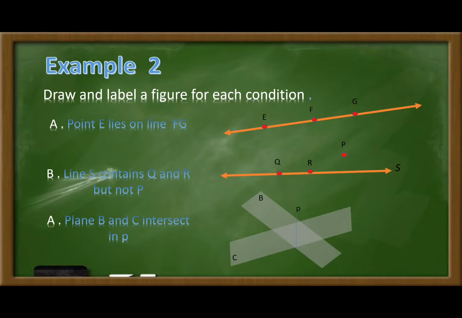Did we have the correct answer? So we have here point E lies on line FG. So we have here line FG, and then we have point E. Next, line S contains Q and R, but not P. So we have line S, and then we have Q and R. Then letter C, plane B and C intersect E and P. So we have here P, and then we have plane C and plane B.